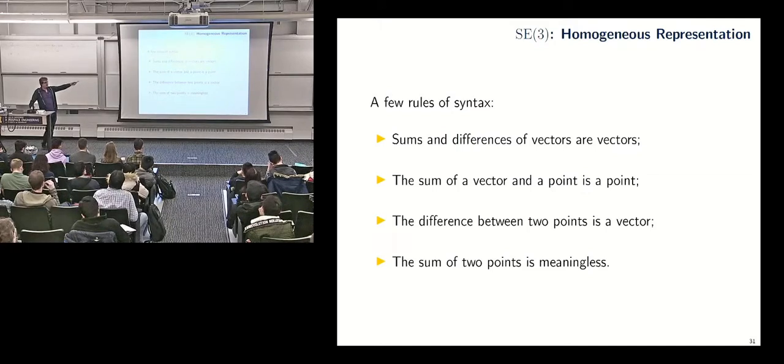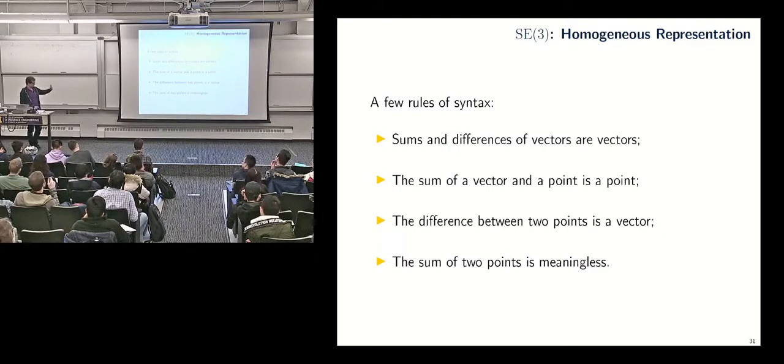If you take a vector and a point, that means you have a location, you add to it a movement, and you're going to end up at a new point. So a vector plus a point equals a point. The difference between 2 points is going to be the distance between them, which is going to give you a velocity of some sort. So if you subtract 2 points from each other, you get a vector. But adding 2 points is garbage, right? It doesn't make sense to add 2 locations to each other.